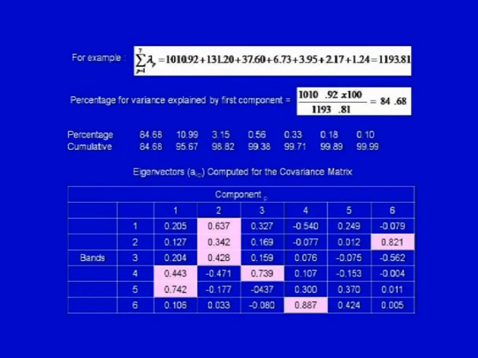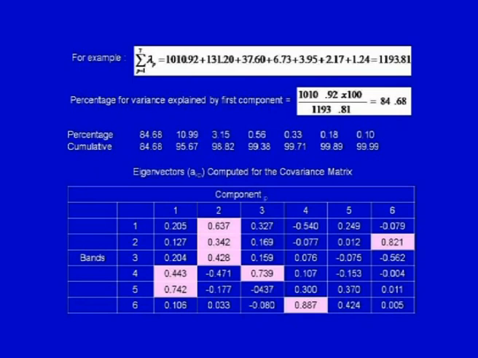What we find is that the total information content is of the order of 1193.18. Against this, we can now find out the percentage contribution of information in each of the components.